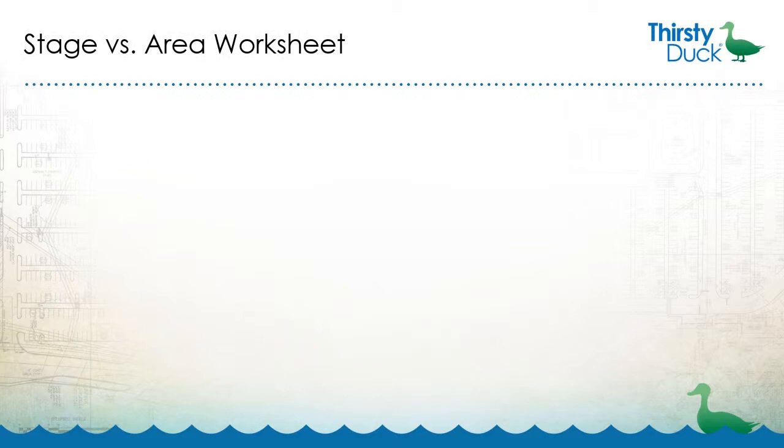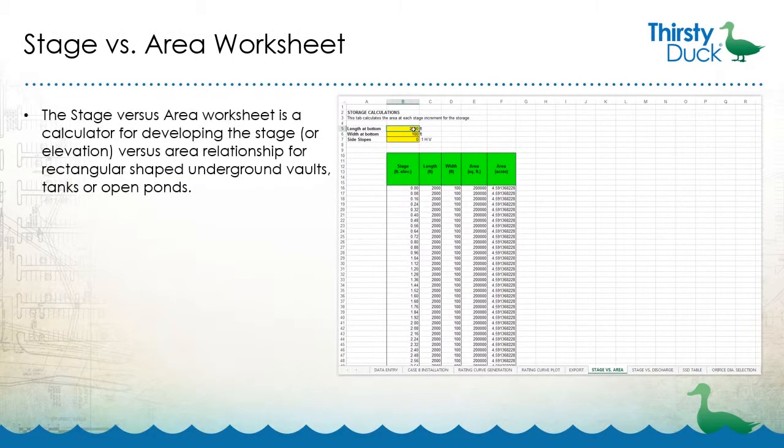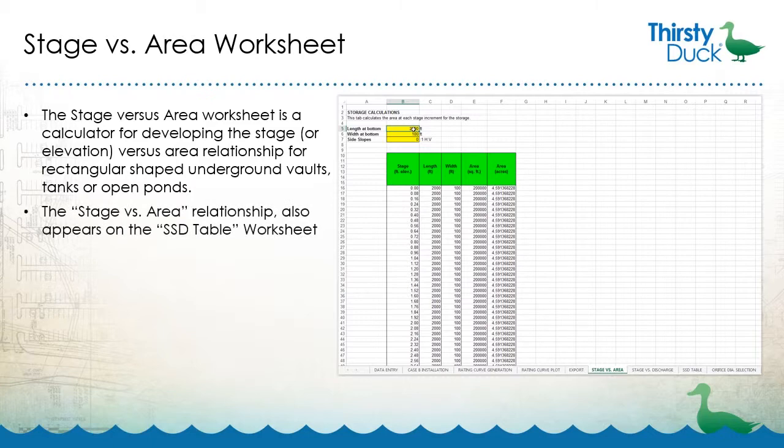The stage versus area worksheet is a calculator for developing the stage or elevation versus area relationship for rectangular-shaped underground vaults, tanks, or open ponds. The stage versus area relationship developed in this worksheet also appears on the SSD Table Worksheet.